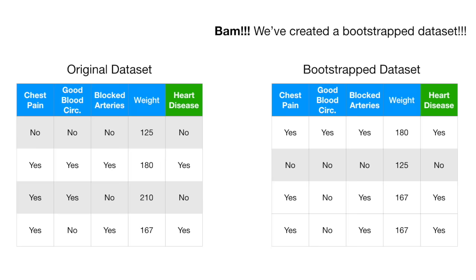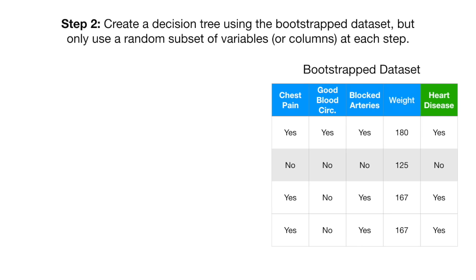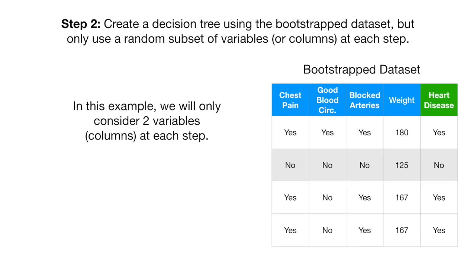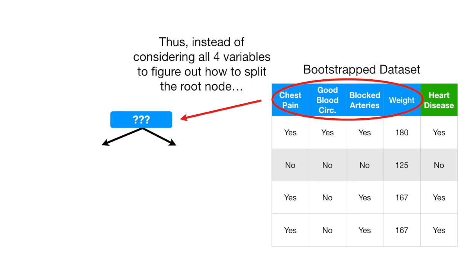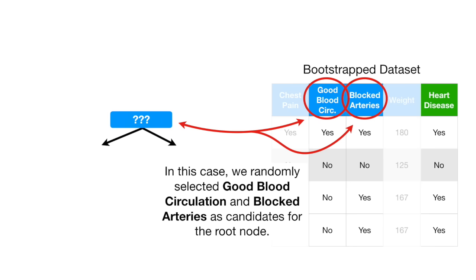Step 2 for creating a random forest is to create a decision tree using the bootstrapped dataset, but only use a random subset of variables or columns at each step. In this example, we will only consider two variables or columns at each step. Note, we'll talk more about how to determine the optimal number of variables to consider later. Thus, instead of considering all four variables to figure out how to split the root node, we randomly select two. In this case, we randomly selected good blood circulation and blocked arteries as candidates for the root node.